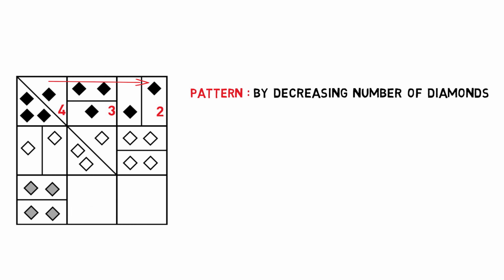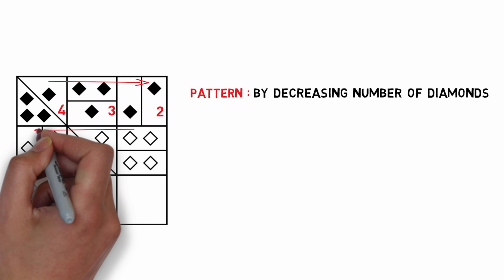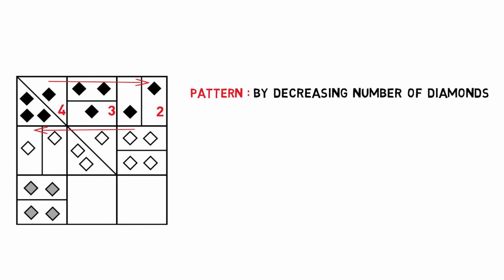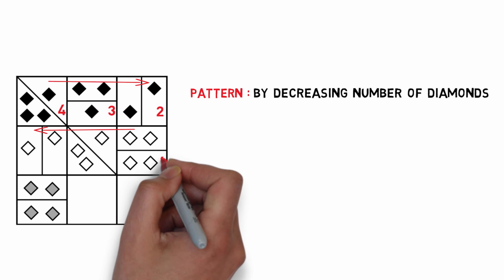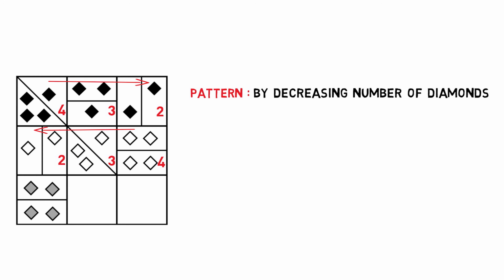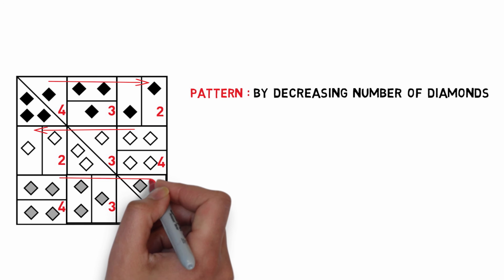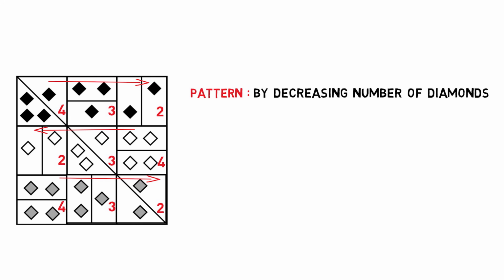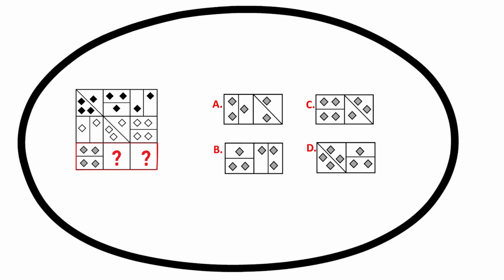In the second row, the pattern reverses, and it goes from right to left. And you see the same pattern of the white diamonds. 4 goes down to 3 and then goes down to 2. So in the bottom row, we need to follow the same pattern. The pattern will be the number of diamonds decreasing from 4 to 2 among the gray diamonds. So the correct answer here is choice A.